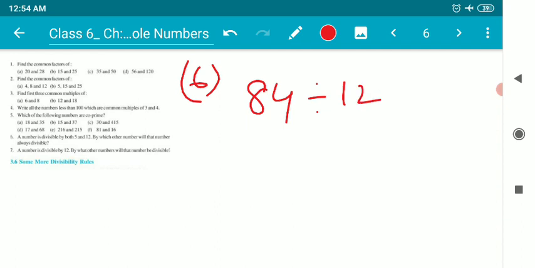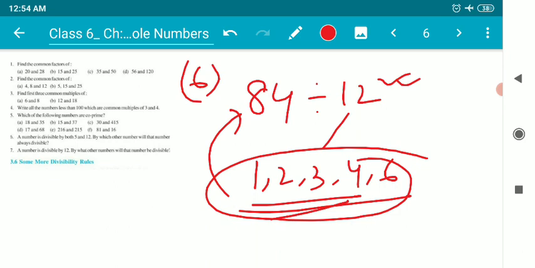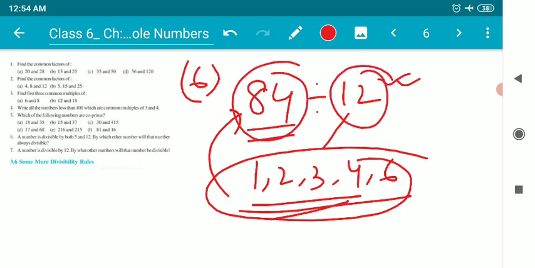7 twelves are 84. Children, all the factors of 12, like 1, which is a universal factor, 2, 3, 4, 6, will also divide 84, because these numbers are factors of 12. So it will surely divide 84. So when 12 divides 84 or any number, all the factors of 12 will also divide that number. It's a rule of division. I believe it's clear to everyone.